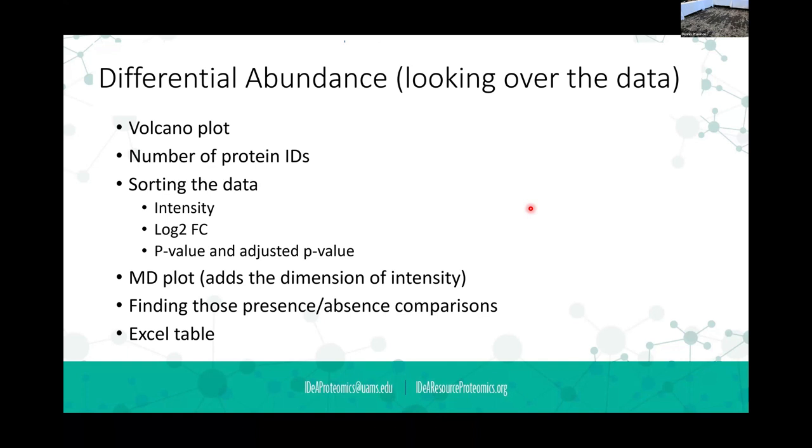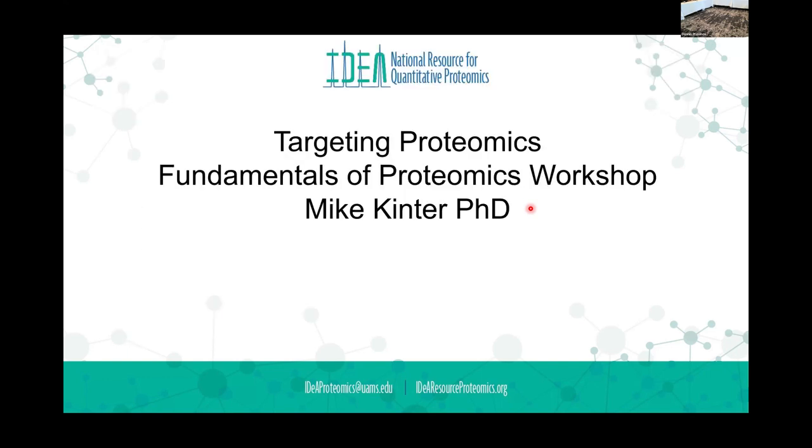With that volcano plot, there's a way where we can sort it by intensity, log fold change, p-values. You can do this in the table or in the plot. And then there's also a way to go from a volcano plot to an MD plot, which adds the dimension of intensity, because sometimes you're looking and you say, this looks like a really significant protein, but then you wonder why. You don't get a sense of the intensity of that protein like you do on an MD plot. And then I'll talk about those presence absence comparisons and show you that Excel table.